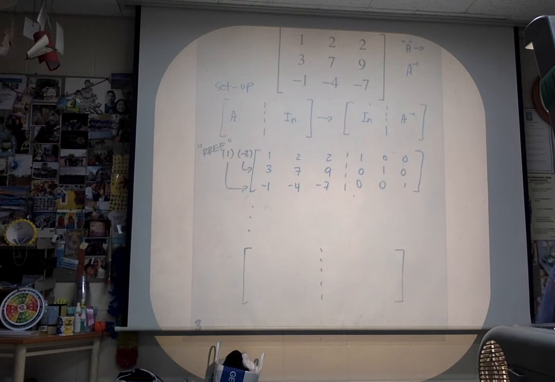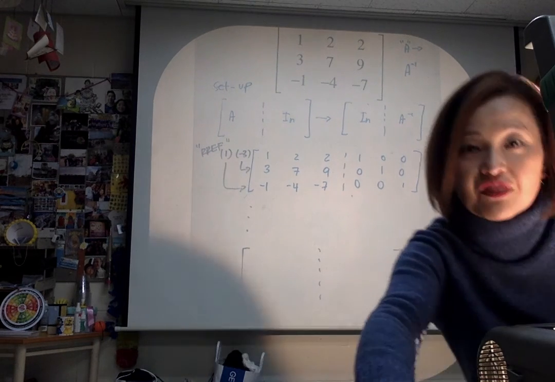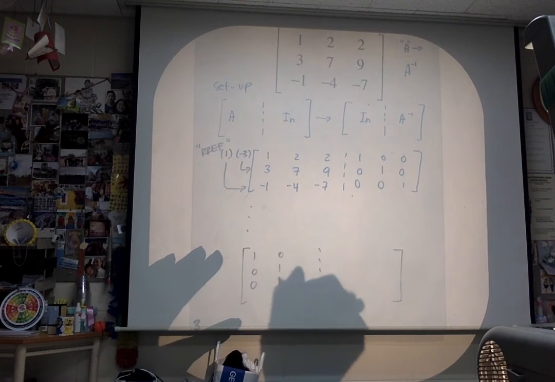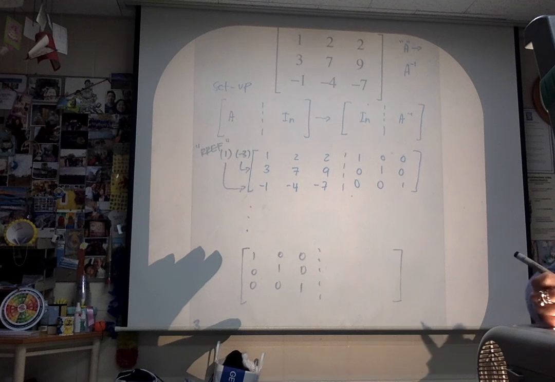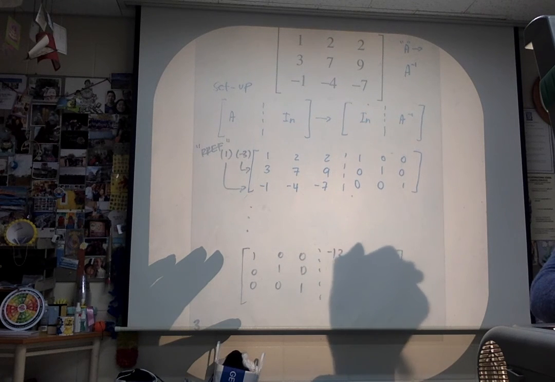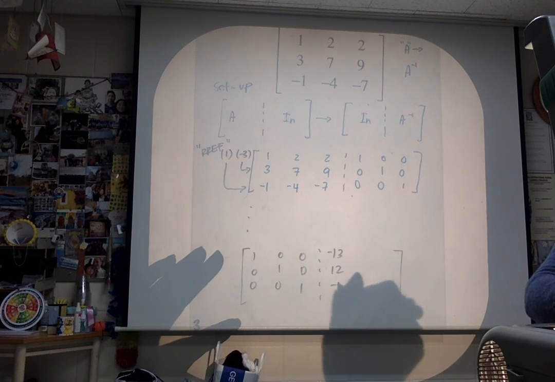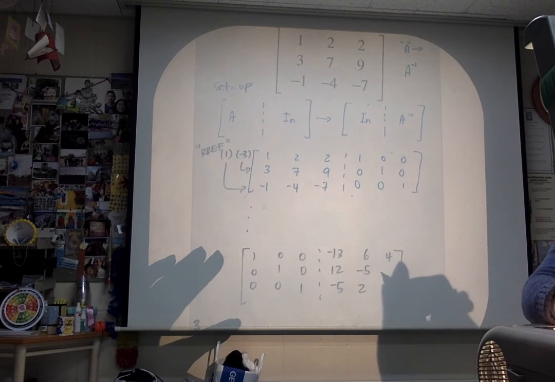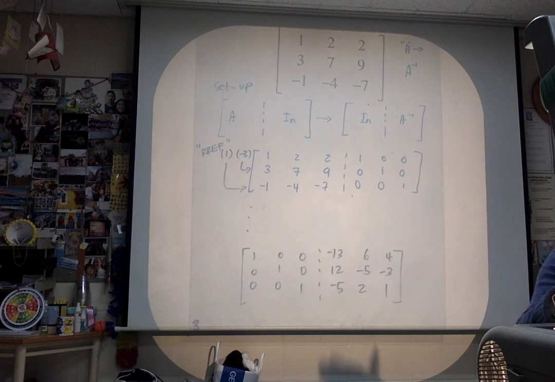Welcome back. The moment of truth. Did you get something like this? 1, 0, 0. You did all your reduced row echelon operations, and I hope you got an inverse of negative 13, 12, negative 5, 6, negative 5, 2, 4, negative 3, 1. Is this what you got? If you did, then you would be correct.